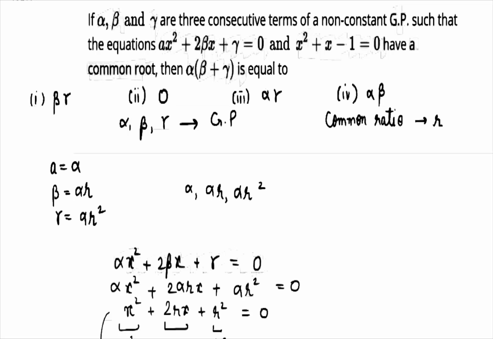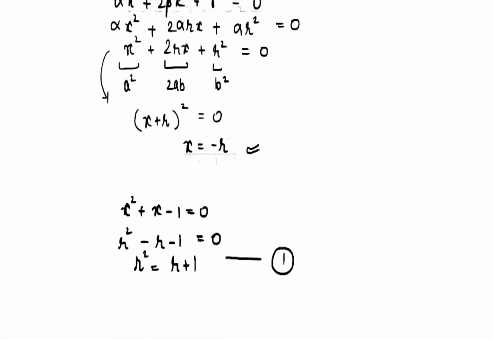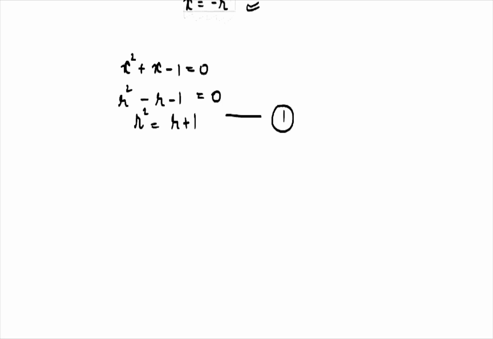Now we have to calculate the value of alpha into beta plus gamma. So if we see alpha into beta plus gamma, alpha we will put as it is. Beta was alpha into r plus gamma is alpha r square.